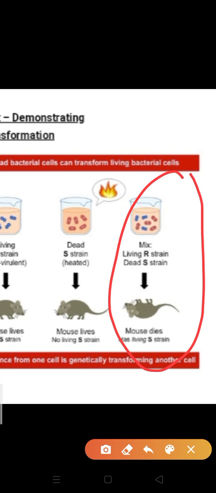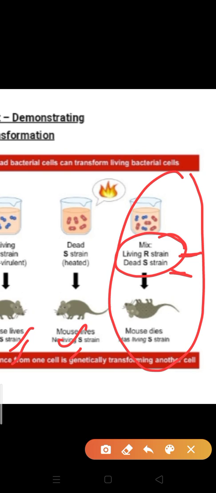He took S strain. Which one? Heat-killed S strain material. Okay, and he used a second thing, R strain bacteria. He just mixed both the materials and then injected it into the mice. In this case R is the live one but S is the heat-killed one.